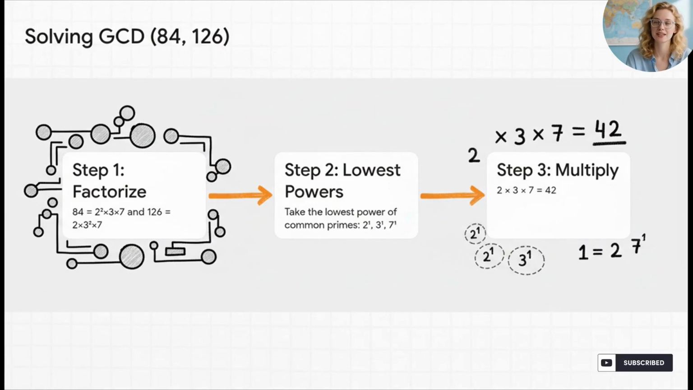First, break both numbers down into their prime factors. What do they have in common? A 2, a 3, and a 7. Now, since it's GCD, we take the lowest power of each of those. That's 2 to the 1st, 3 to the 1st, and 7 to the 1st. Multiply them, and there's our answer, 42. See? Simple, clean, and you know it's right.